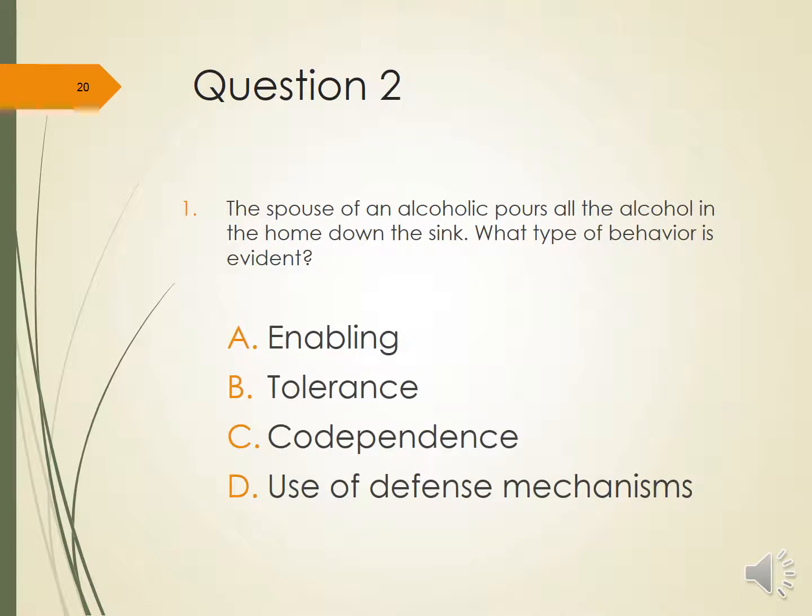The spouse of the alcoholic goes around the house and pours all the alcohol down the sink. So what type of behavior is this? Is it enabling, or is it codependency? If you don't know the answer, you need to look this up and make sure you understand.